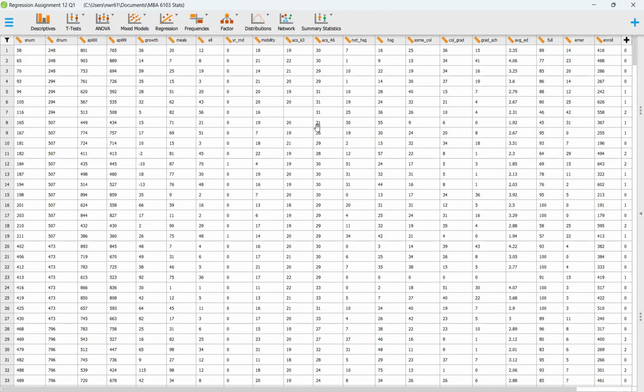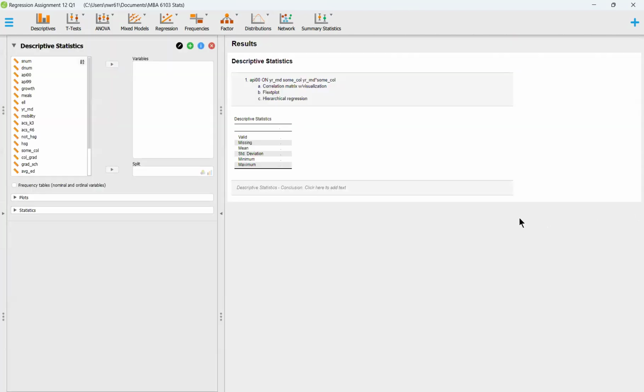But essentially, zero equals no, one equals yes. Now what were the other variables? Some call, that stands for some college. It's the percent of parents whose highest education level is some college. And then asterisk, some call. Oh, year round times some college. Oh, okay. So those variables are going against each other, from my understanding.